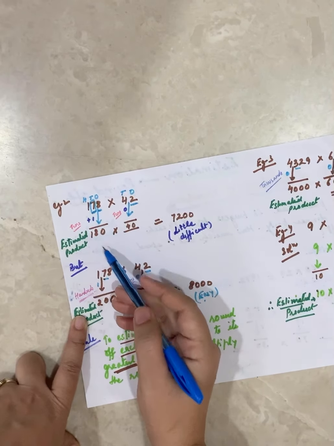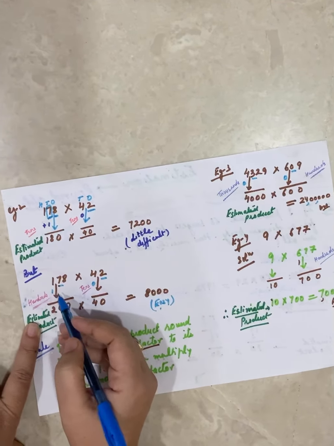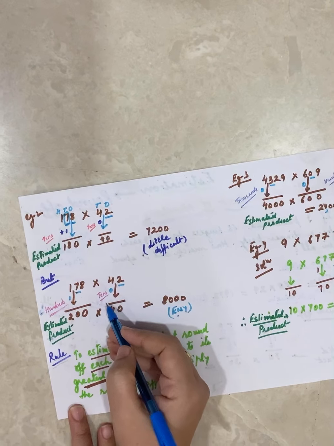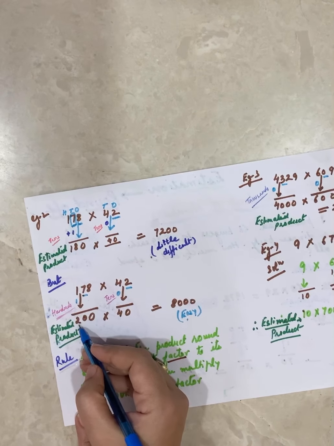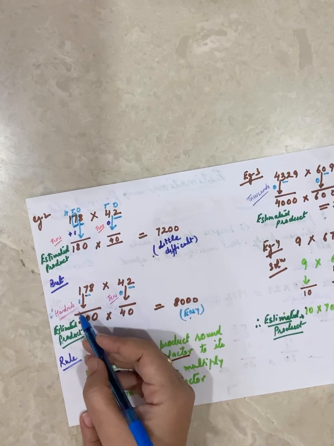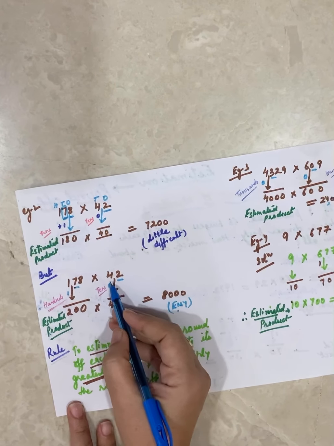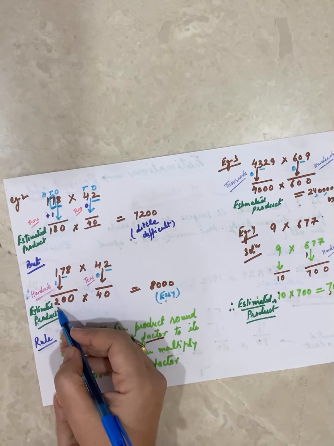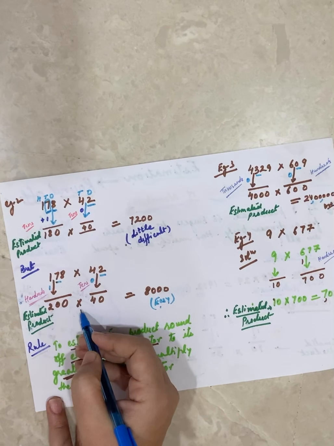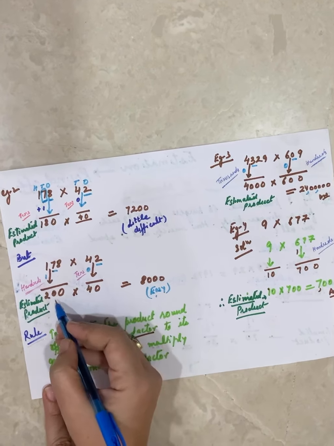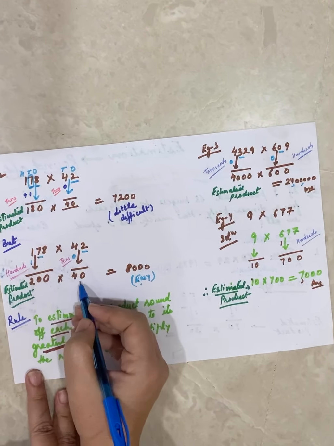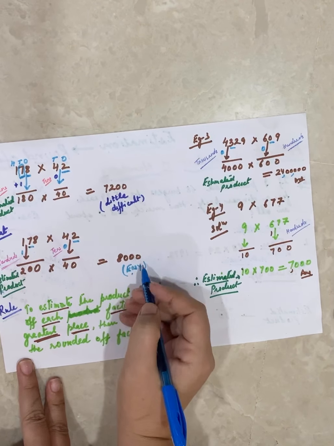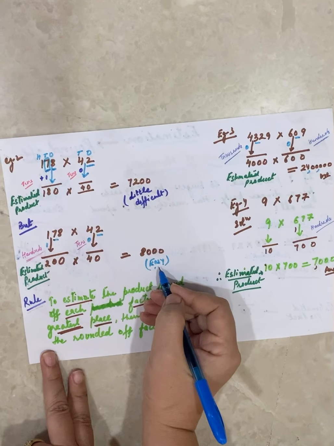So what I can do, I'll redo this question once again. Now I round off 178 to the nearest 100 and 42 to the nearest tens. After rounding off, 178 rounded to the nearest 100 gives 200. And when 42 is rounded to the nearest tens, I get 40. Now see what my numbers are: 200 multiplied by 40. See how simple the numbers become. 200 into 4 is very simple to multiply. 2 into 4 is 8 and 3 zeros as it is. Now see how the calculations become easier.